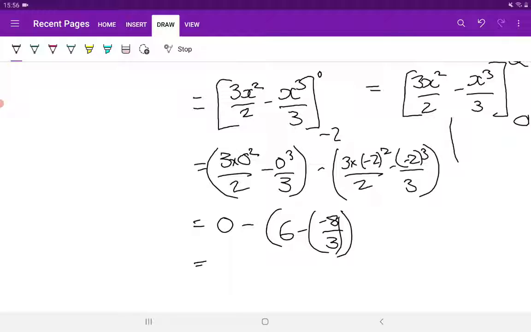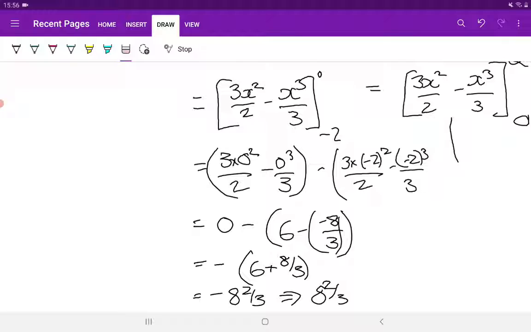So that is going to be 6 plus 8 over 3. 8 over 3 is 2 and 2/3, so this is going to be minus 8 and 2/3, but we make it positive because we're looking at an area, so 8 and 2/3.